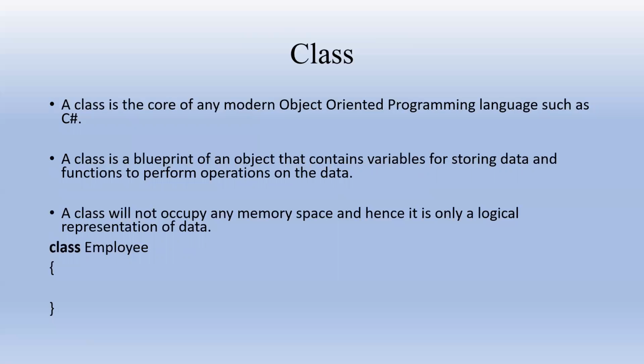You can see an example of a class, the syntax, a simple example. We declare a class by using the keyword class, followed by the name of the class. Like in this example, we have a class with the name employee, followed by curly brackets. And inside these curly brackets, we define everything like variables, functions, any logic, any properties, etc.